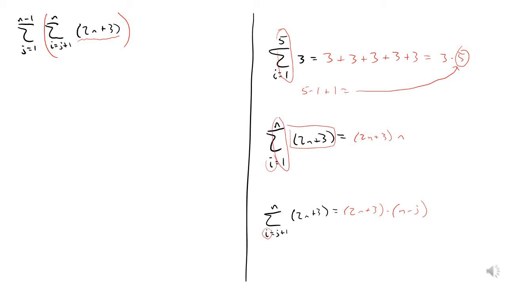This is kind of a silly exercise. If I do n minus 1, that almost tells me how many of them there are, but then I have to add 1 back to make sure I get all of them. And that gives me my factor here. Same thing here. If I want to know how many of these 2n plus 3's I'm adding up, it's n minus j, and then I have to add 1 back to make sure I count them all. So this is n minus j minus 1 plus 1, which is n minus j.